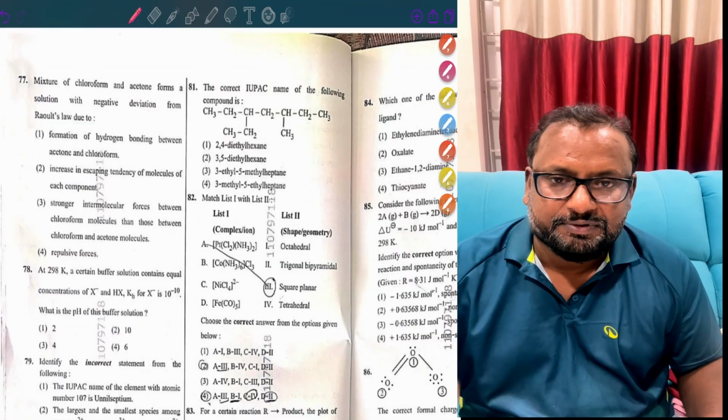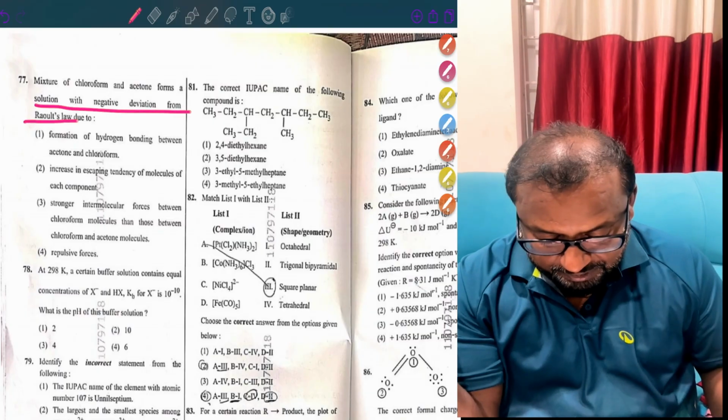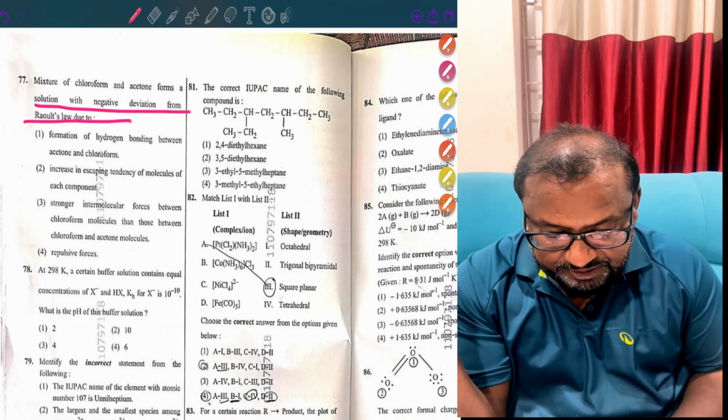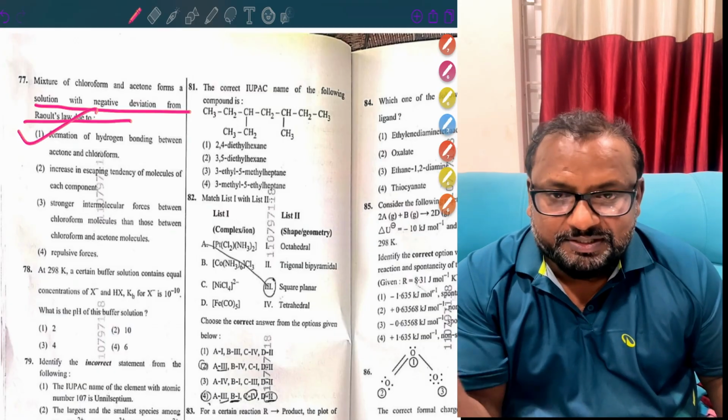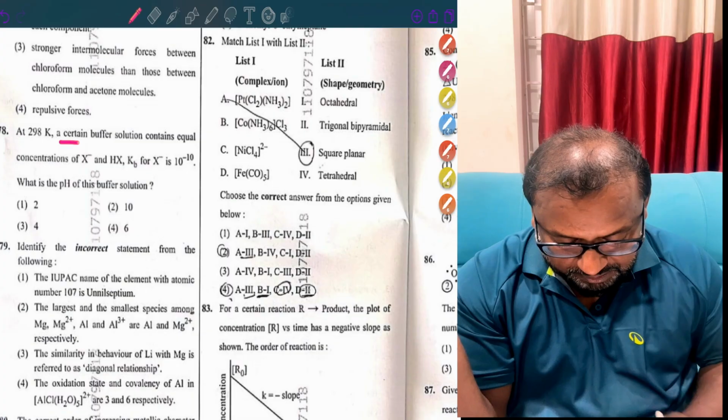Actually if you study it properly for 2 years, it's easy to perform. Next, chloroform acetone forms solution of negative deviation due to formation of hydrogen bonding. There is a clear picture in NCERT for that. Yeah, first option.